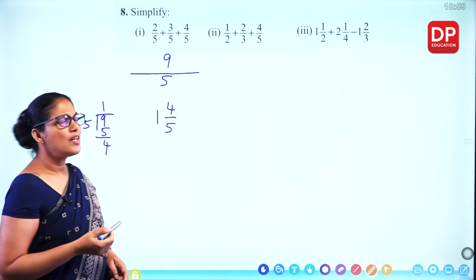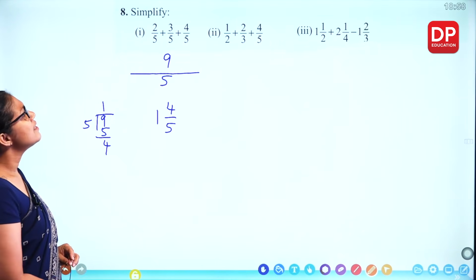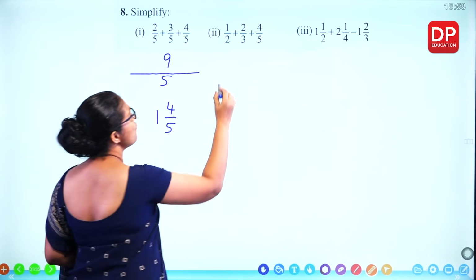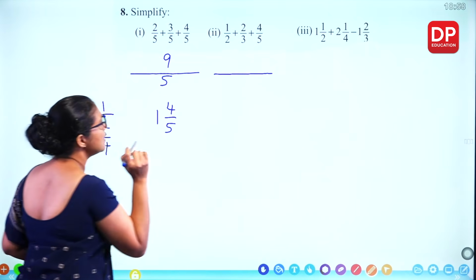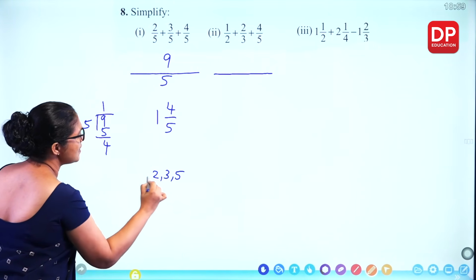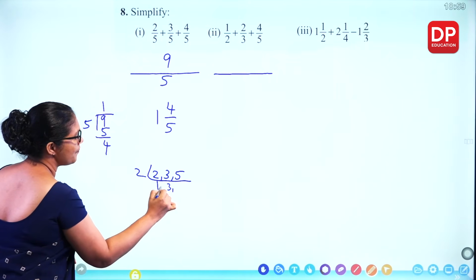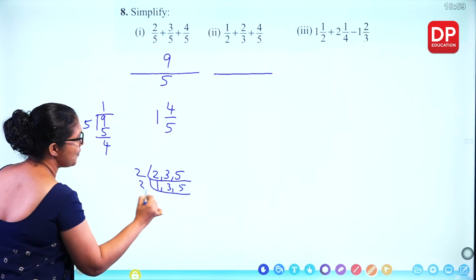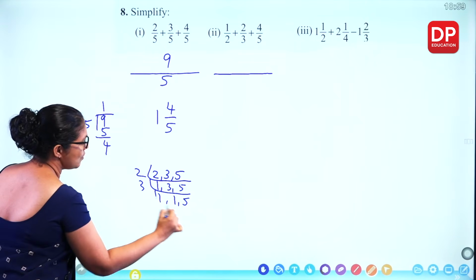In this one, you get different denominators. You have to find the lowest common multiple. So the lowest common multiple of 2, 3, 5 is, you divide by 2, you divide by 3, you divide by 5.